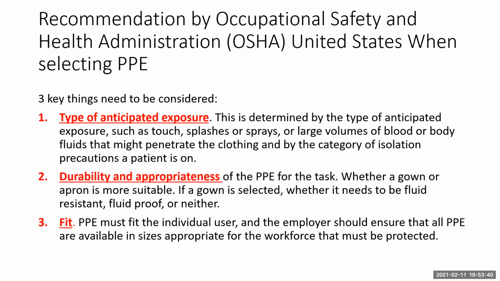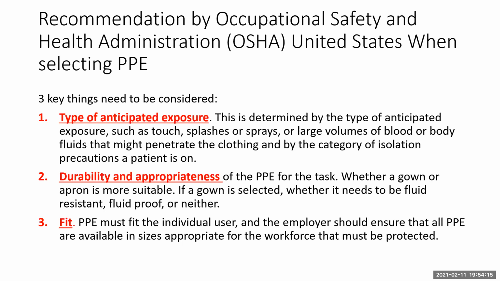Next slide. This is just to add the recommendation by OSHA in the United States when you select a PPE. What are the 3 things you need to consider every time you choose which type of PPE? First is the type of anticipated exposure. What kind of exposure will you be exposed to? This is determined by the type of anticipated exposure, such as touch, splashes, or sprays, or large volumes of blood or body fluid that might penetrate the clothing, and by the category of isolation precautions the patient is on.